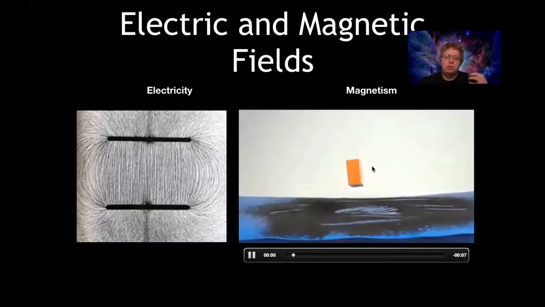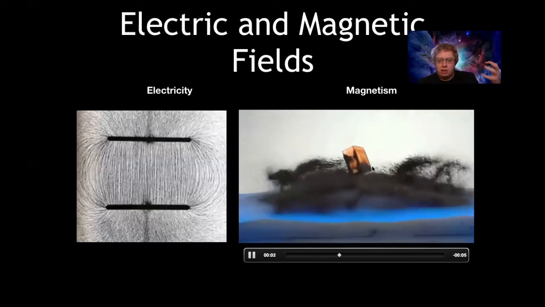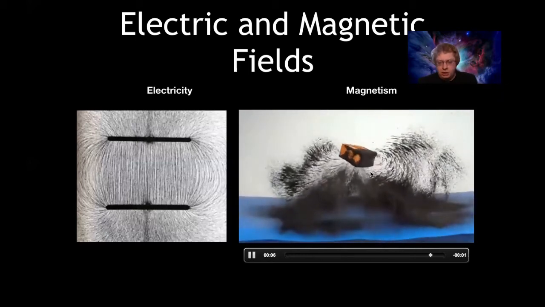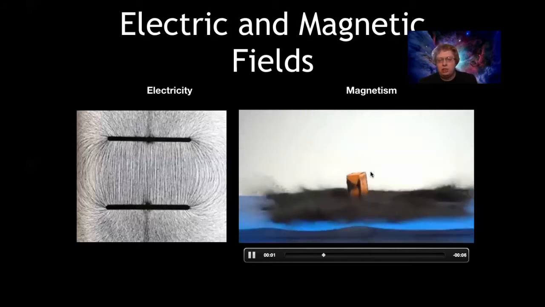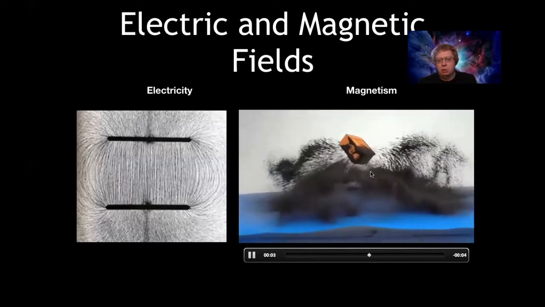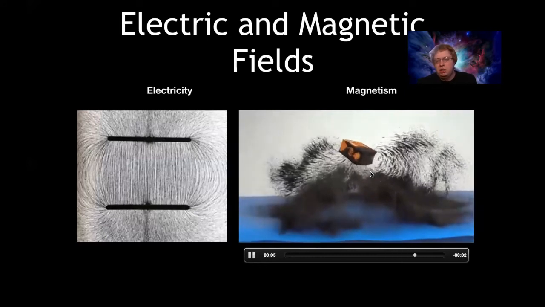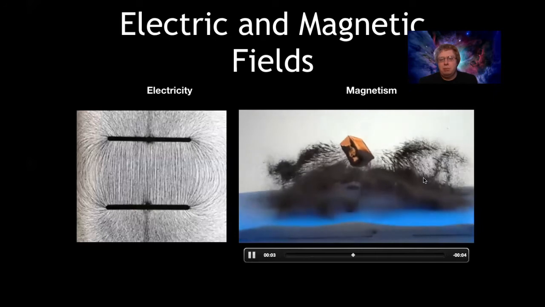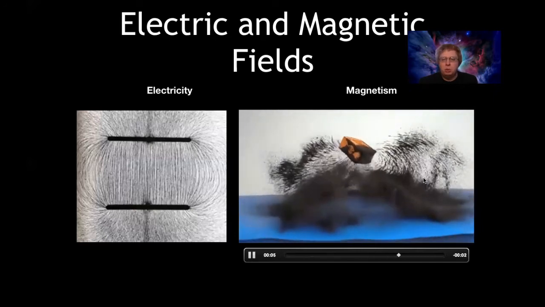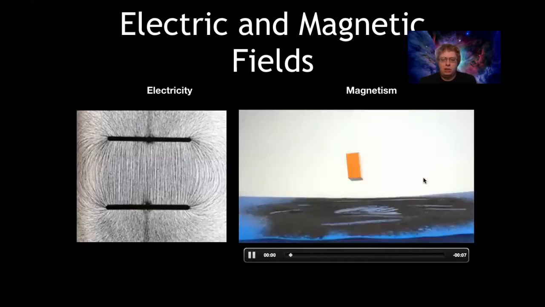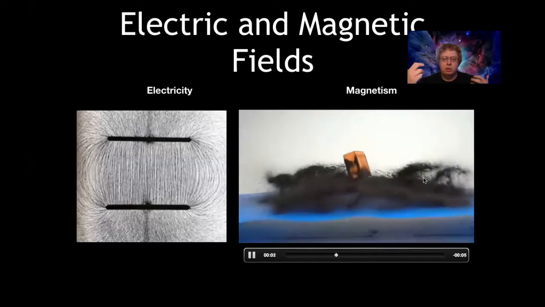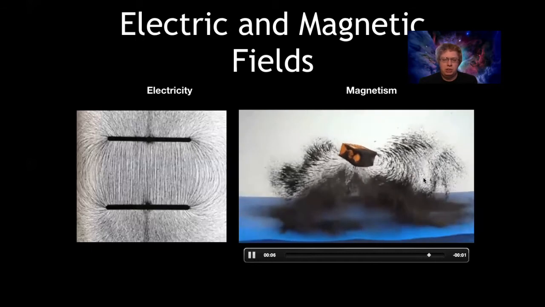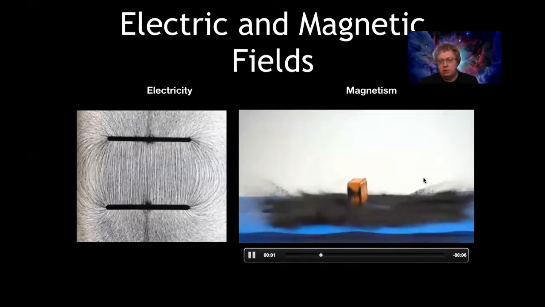So when these filings are bounced into the air, you can see themselves arranging into these curved lines. These lines trace the force that the magnet is applying to them. And you can see that these lines extend far out here. These electric and magnetic fields are really a way for physicists to understand how forces will apply to objects and how objects will behave when they're in the presence of electric and magnetic phenomena.